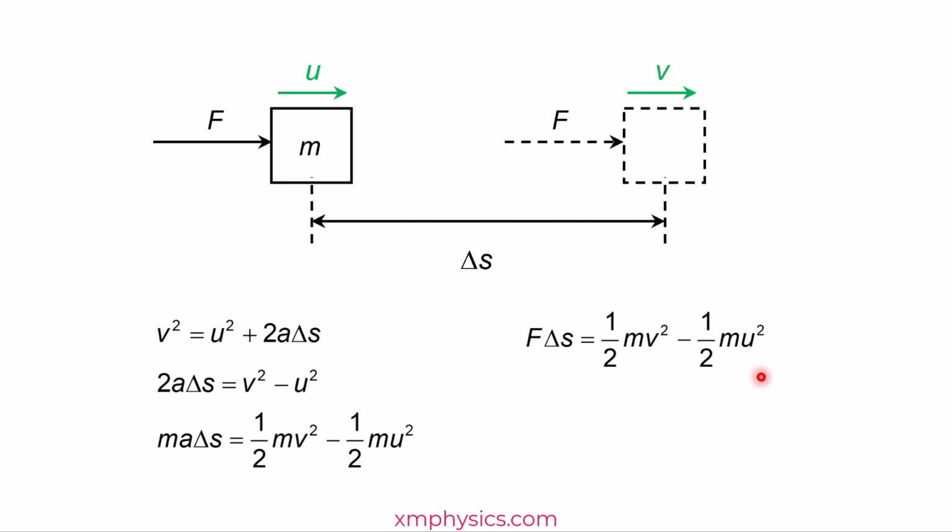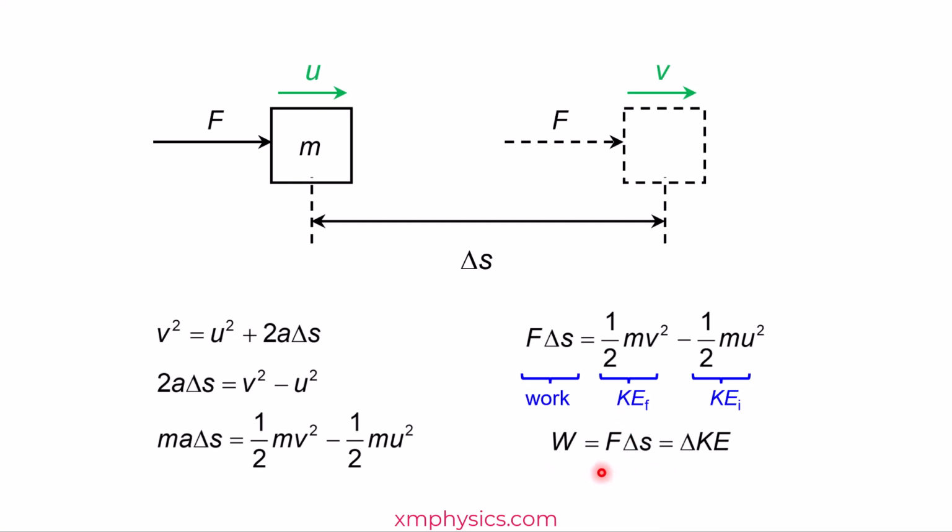Got it? So half m v squared, what does it look like? It looks like the final KE of the mass. And half m u squared looks like the initial KE of the mass. So now F times delta s looks like a very distinguished quantity which deserves a name, right? So what name should we give it? It's called work. So let me write this thing in this line here.